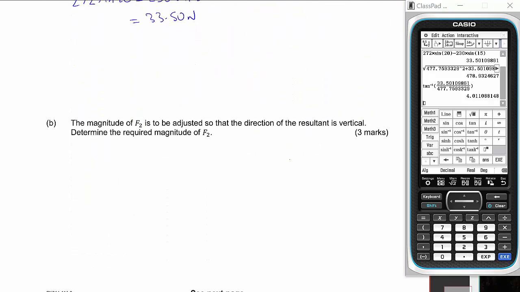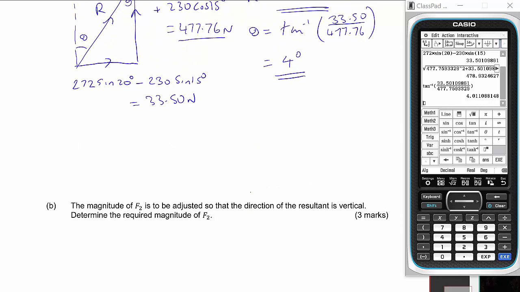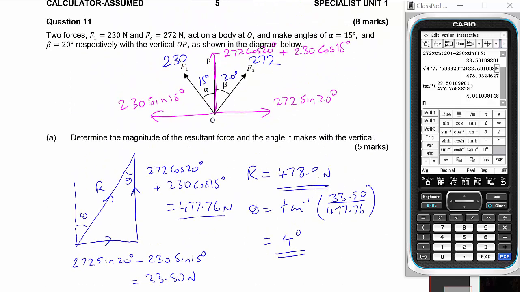Okay, now moving to part B. The magnitude of F2 is to be adjusted so the direction of the resultant is vertical. Determine the required magnitude of F2. Now, which one is F2? That's 272. So let's call that X now.